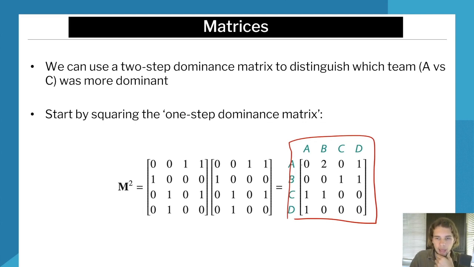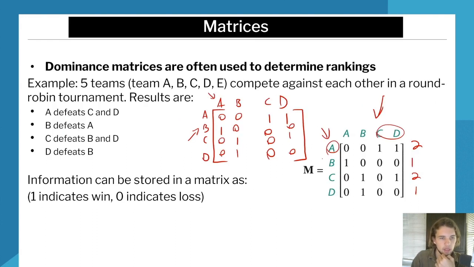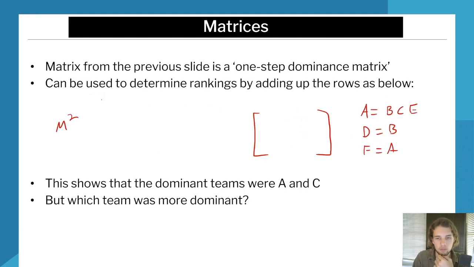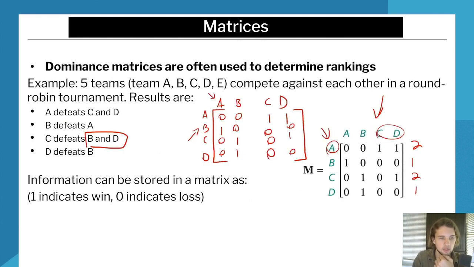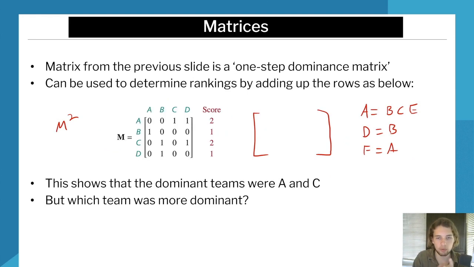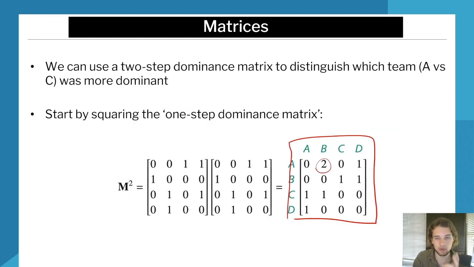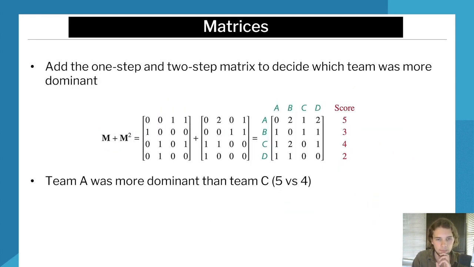Now, A has more points now because A was able to defeat C, who defeated more people than everyone else other than A. So A is winning now because the difference between A and everyone else is A got 2 points, and it was also able to defeat someone who was especially valuable. And that's basically what dominance matrices are.